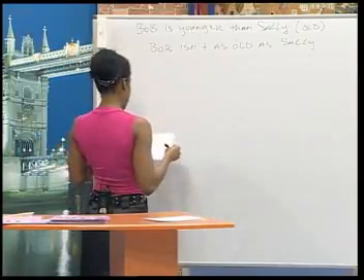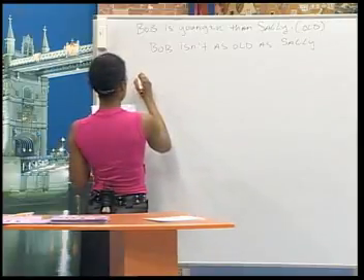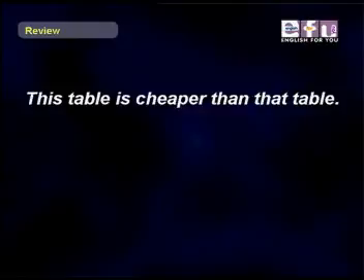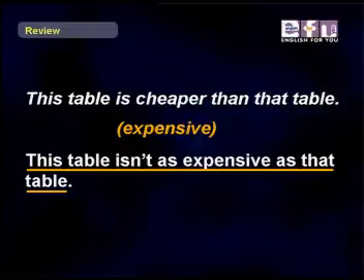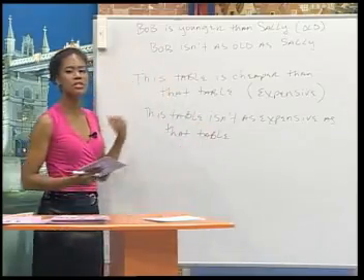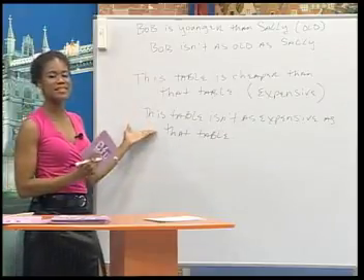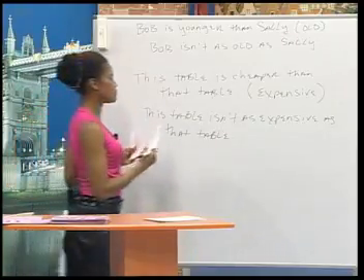Okay, first one. Let's see. Linda can start. This table is cheaper than that table. And our word in parentheses is expensive. This table isn't as expensive as that table. Good. Because the table is cheaper, we can say this table isn't as expensive as that table.